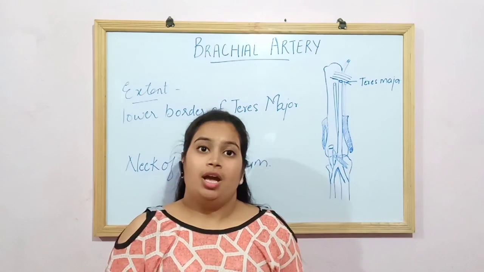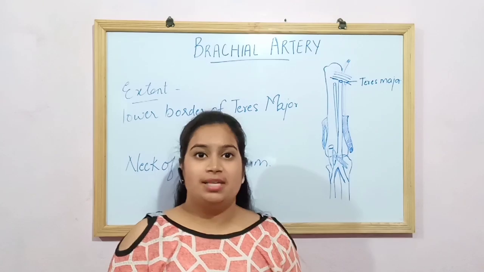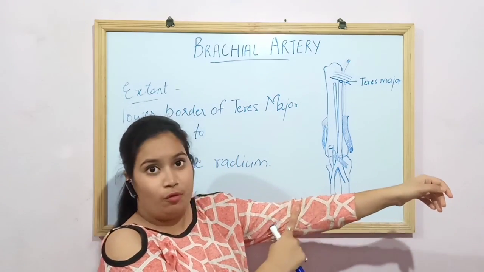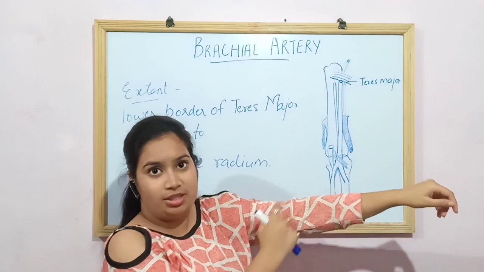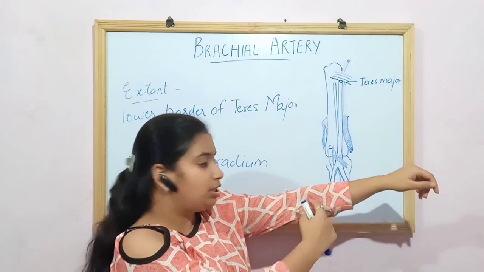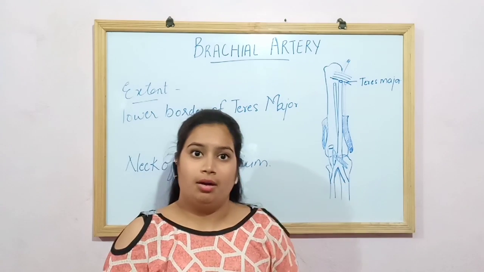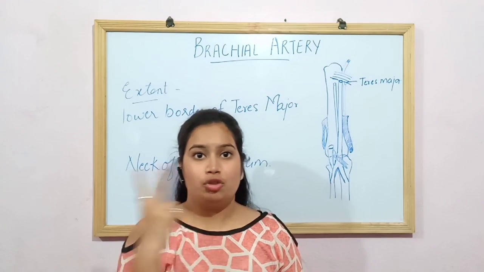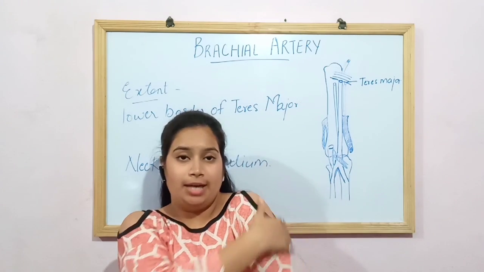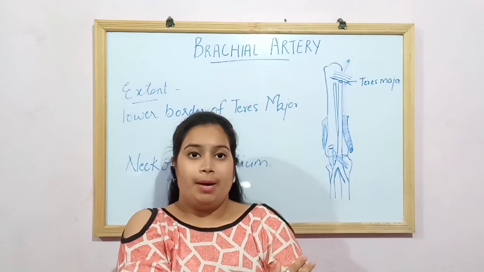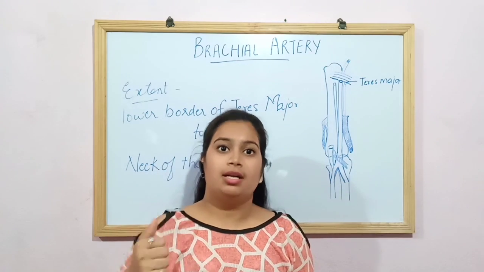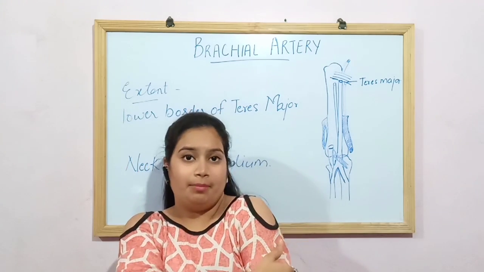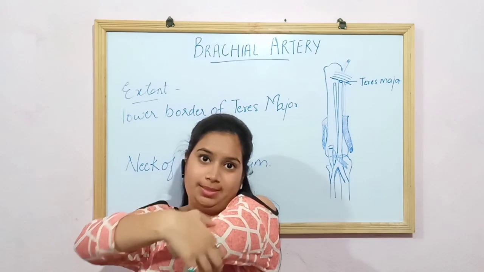So brachial artery along with the medial cubital vein and the biceps brachii tendon forms a triangular pit over the cubital fossa at the elbows. This is your cubital fossa, forms a triangular pit. So upper arm consists of two compartments, anterior compartment and the posterior compartment. Anterior compartment consists of your biceps brachii muscle, brachialis muscle and the coracobrachialis muscle. And the posterior compartment consists of your triceps brachii muscle.